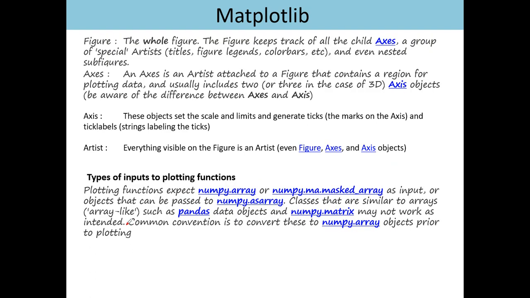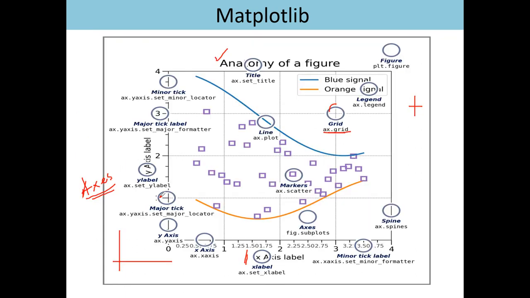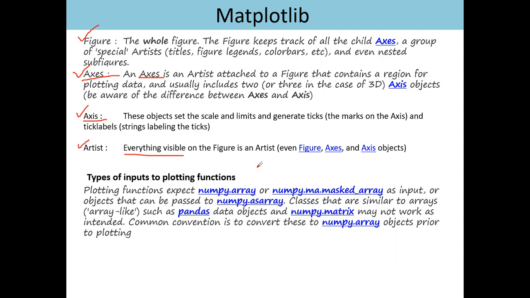Here are the definitions: what is a figure, what is an axes, what is an axis? Axis and axes are two different things. An axis is a single line, the x-axis or the y-axis. Axes is different; it's a combination, a set. Then the artist: everything visible on a plot is called an artist. In this figure, everything you are seeing here, apart from these rings, is an artist.